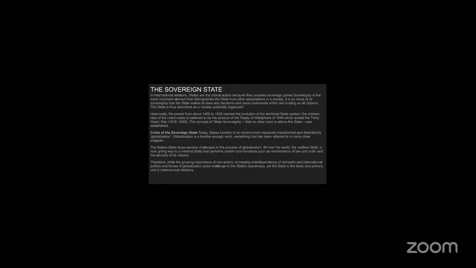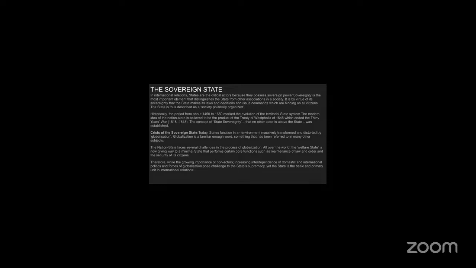With the crisis of sovereignty, since 1648 we can see a long history of interactions among states. And today the states function in an environment massively transformed and distorted by globalization. Now, what is globalization? Globalization is a very multidimensional concept. The economy has been globalized. The world has opened its door for you to come and do trade and economy. Every country is open to trade and economy. This is nothing but the growth of political, economic, social and cultural relations among nations across borders.